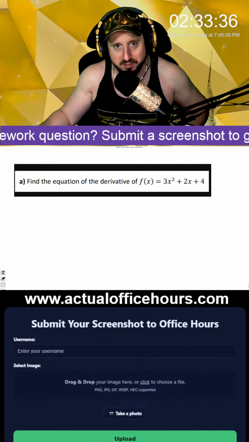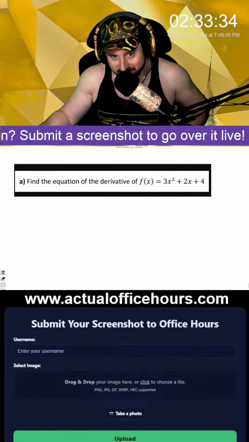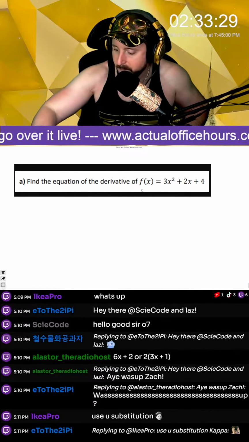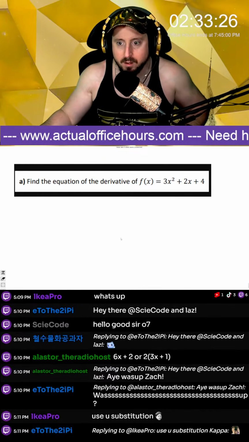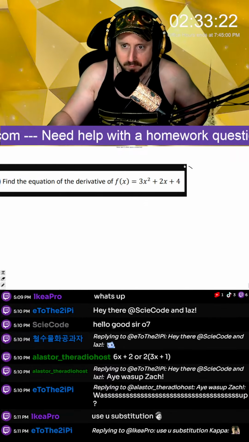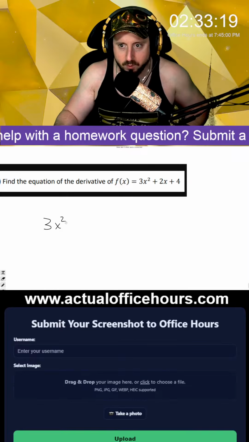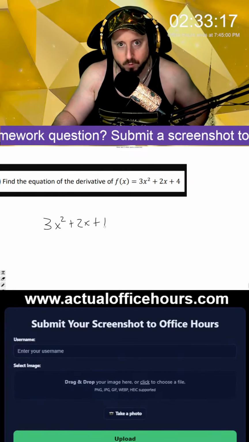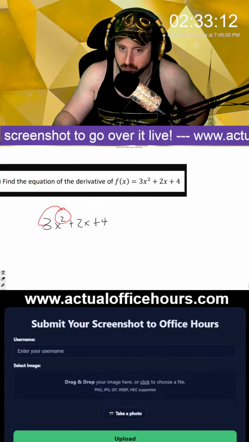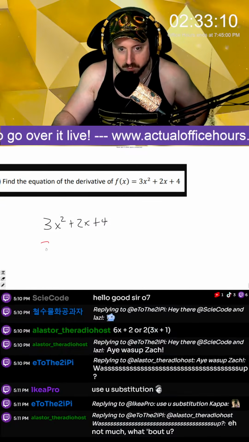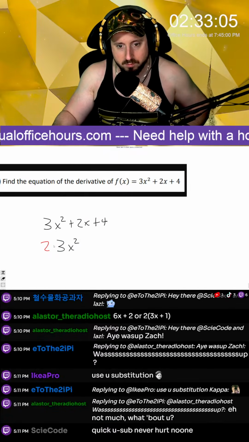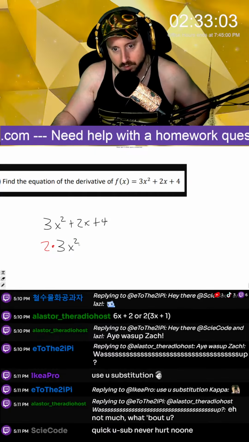Do you use u-substitution? I don't think so. Okay, let's see what we got. This is simple power rule stuff. So, 3x squared plus 2x plus 4. Take the power, multiply it down out front, drop the power by 1. So this becomes 2 times 3x, and then this drops down to the first power.